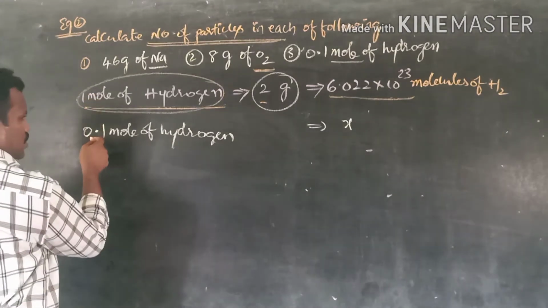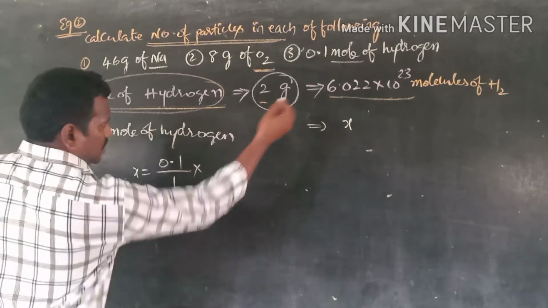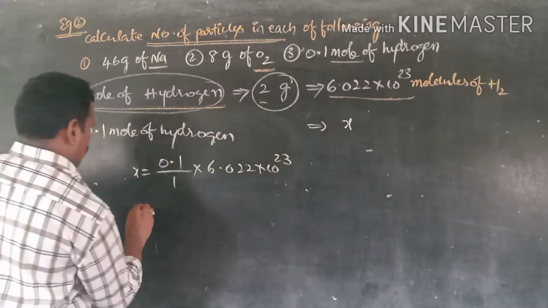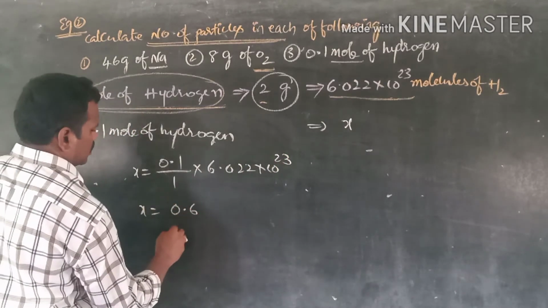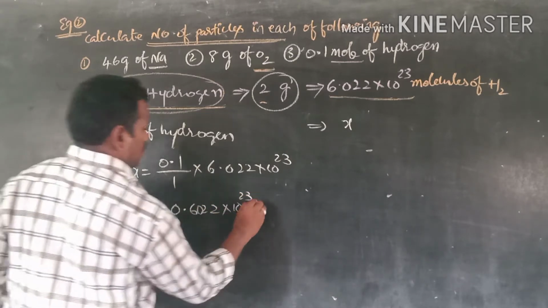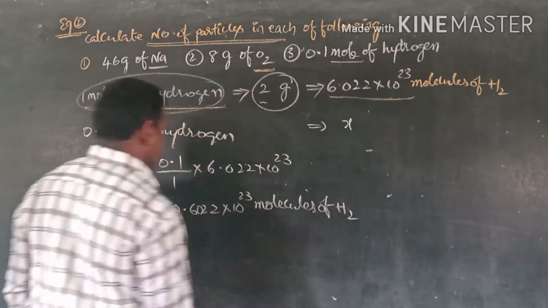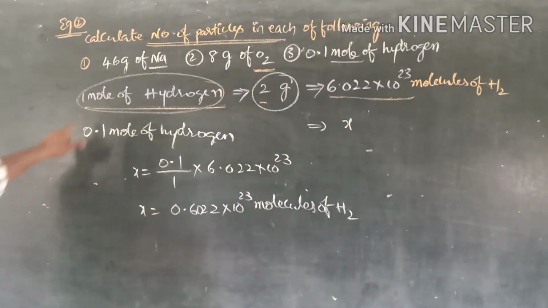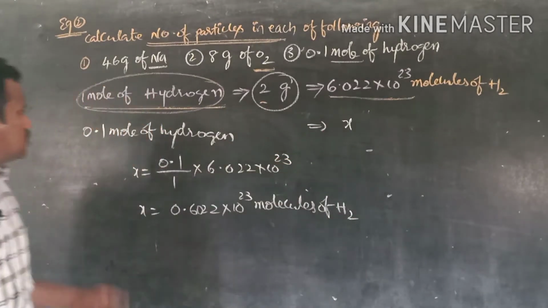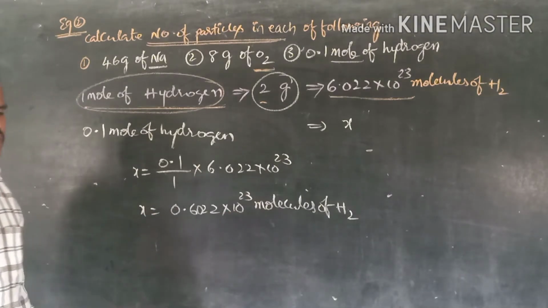1 mole becomes 0.1. Then x is equal to 0.1 by 1 into the number of particles, 6.022 into 10 power 23. Now x is equal to 0.622 into 10 power 23 molecules of H2. This is the answer for that. Why? Because 1 mole has these many molecules, then how many molecules in 0.1 moles? 1 mole is reduced to 0.1, so the total number of molecules also reduces.